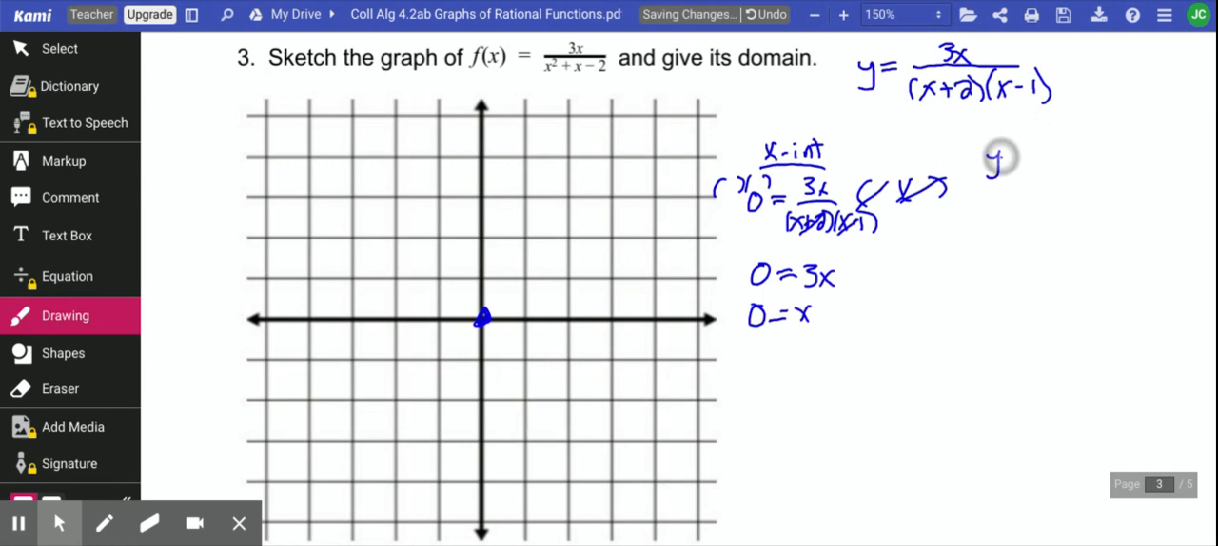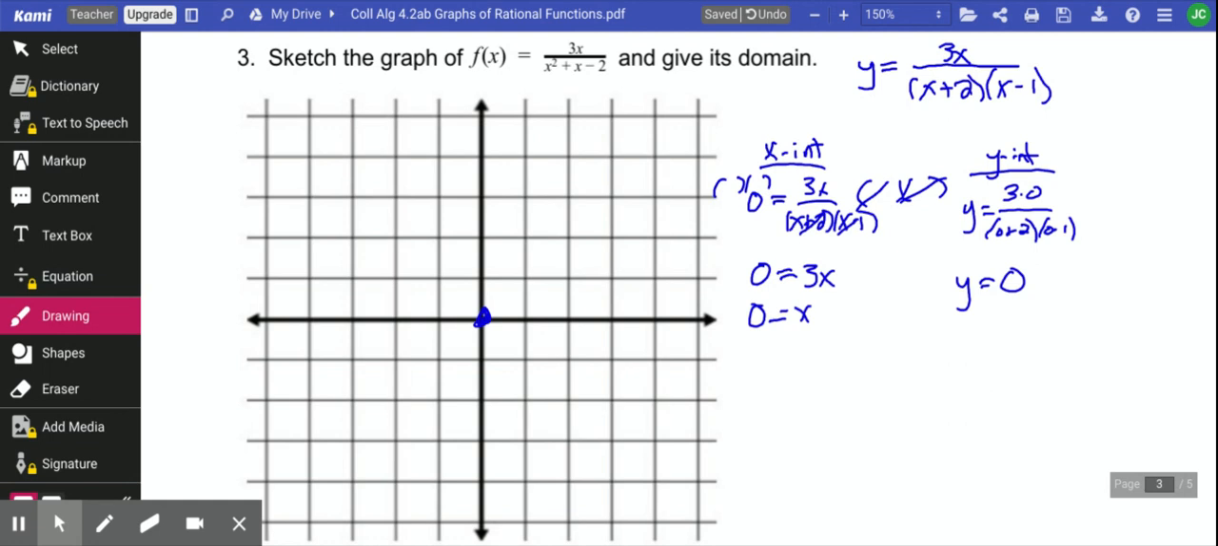Next, we're going to find a y-intercept. We find y-intercepts by plugging 0 in for x. And when we do that, we get 0 in the numerator, and it doesn't really matter what we get in the denominator, just 0. So that's our only intercept, 0, 0.